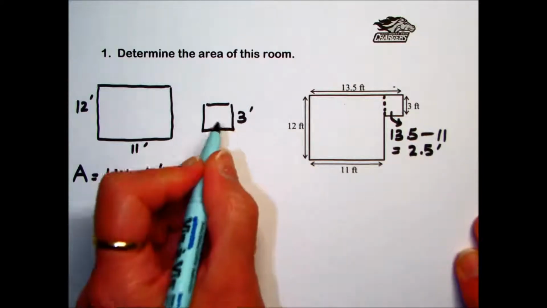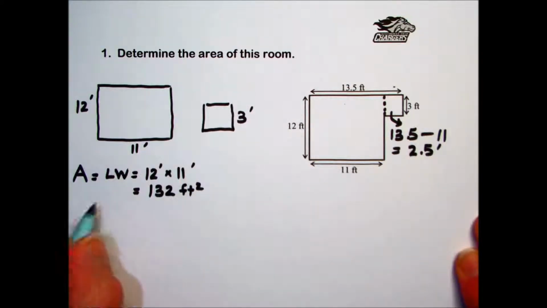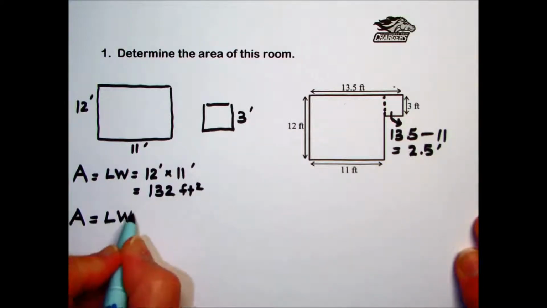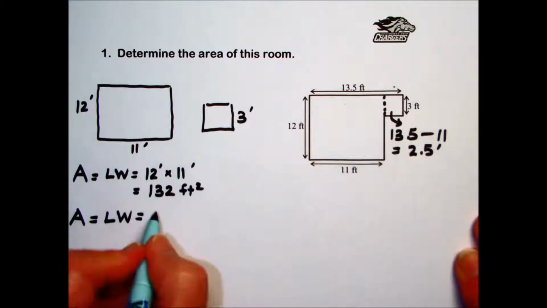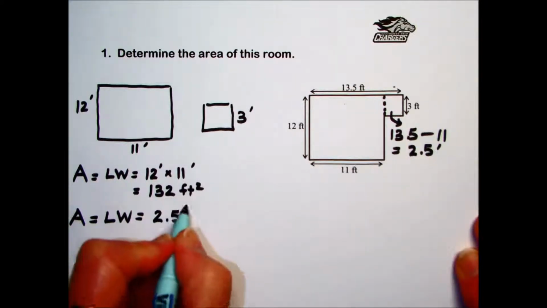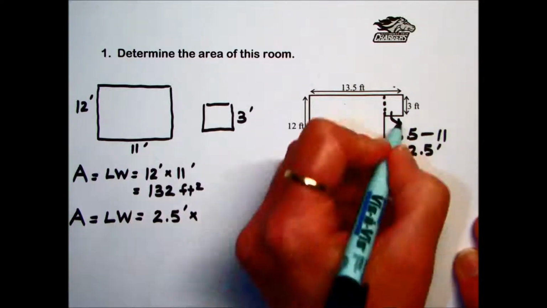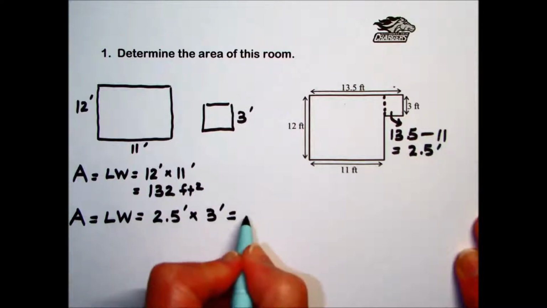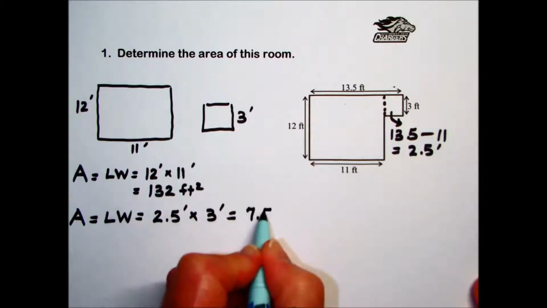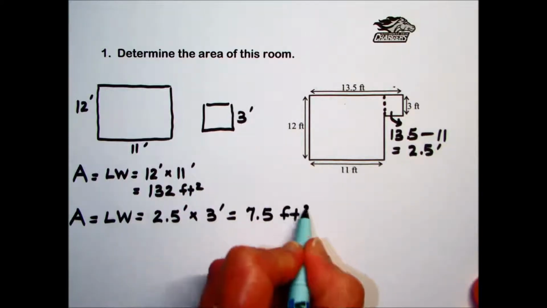Now we're ready to find the area of our smaller rectangle. Again, using the formula length times width, our length of 2.5 feet that we just found will be multiplied by our width of 3 feet, which gives us an area of 7.5 feet squared.